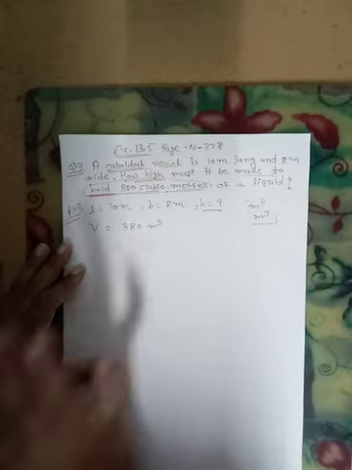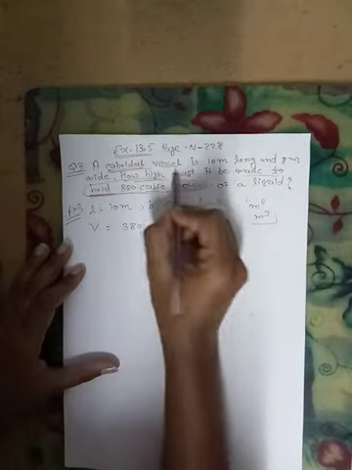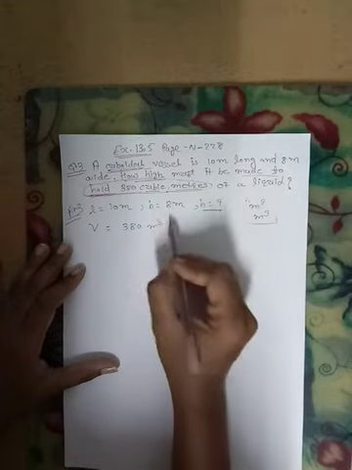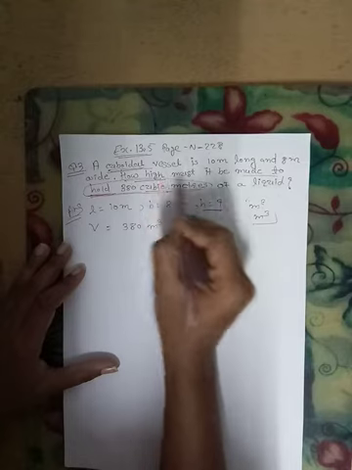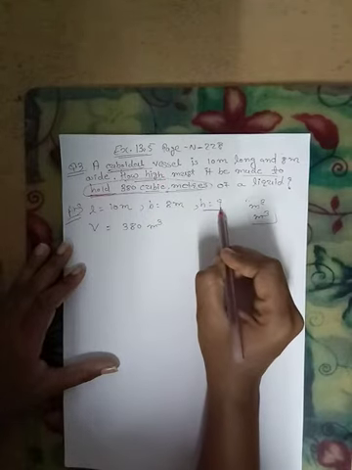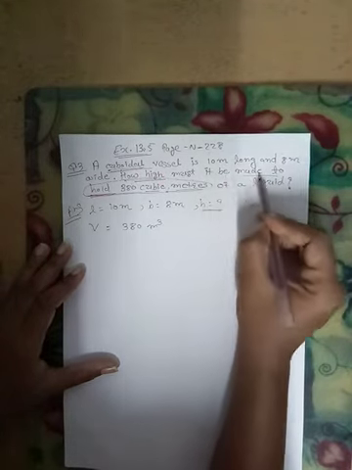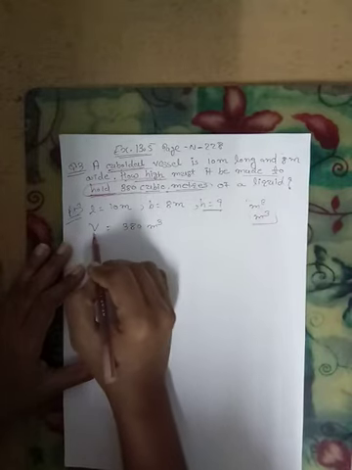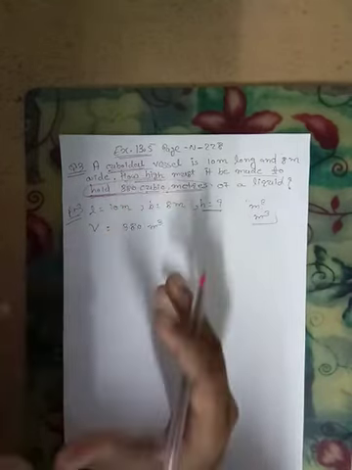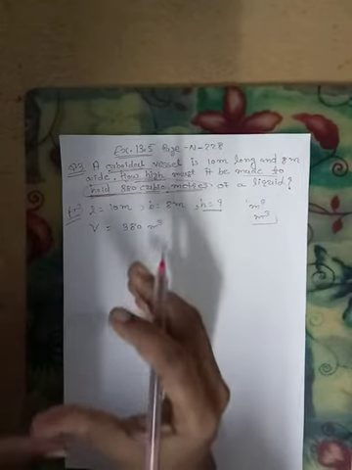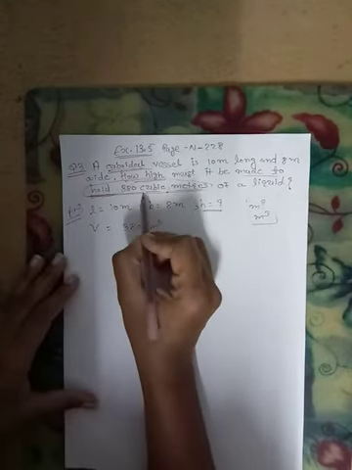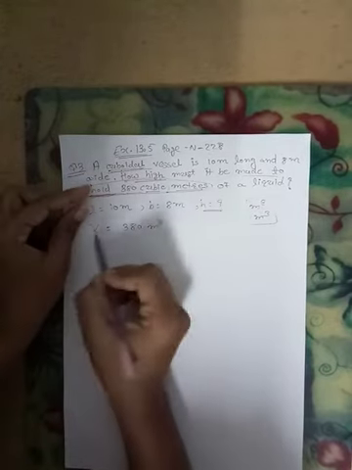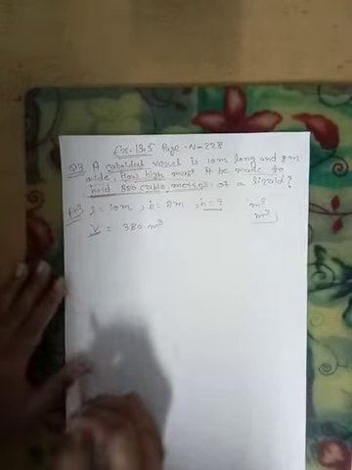Again, a cuboidal vessel is 10 meter long, so L is 10 meter, 8 meter wide, so B is 8 meter. How high must it be? So H is equal to question mark. To be made to hold means the measurement is volume, how much volume the cuboidal can hold. So it can hold 380 cubic meters. So here hold means the measurement is volume.